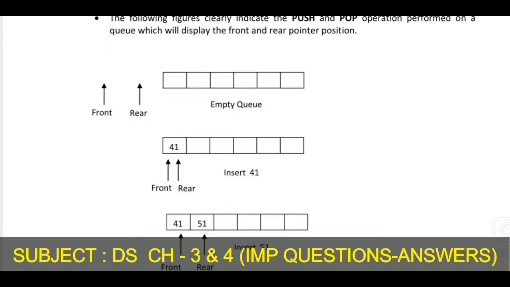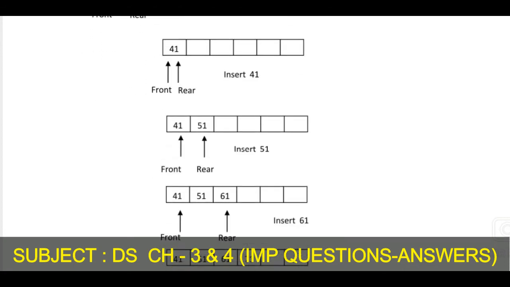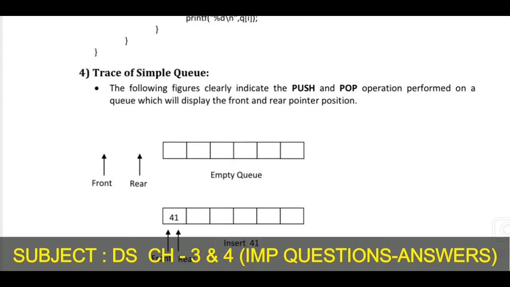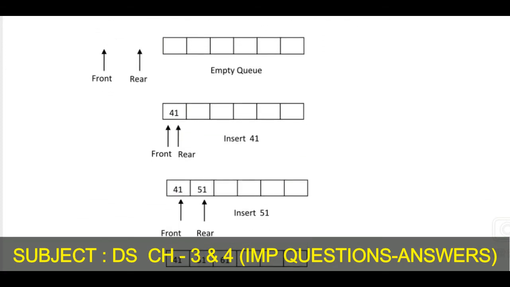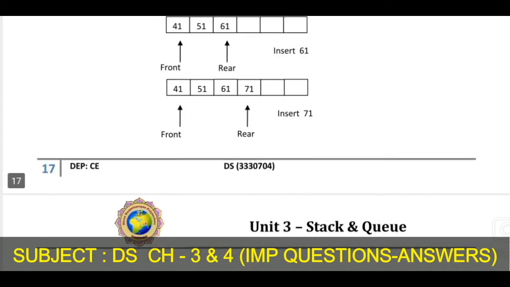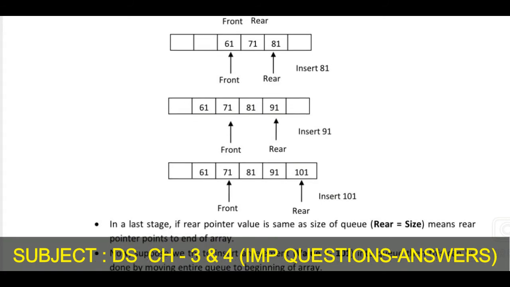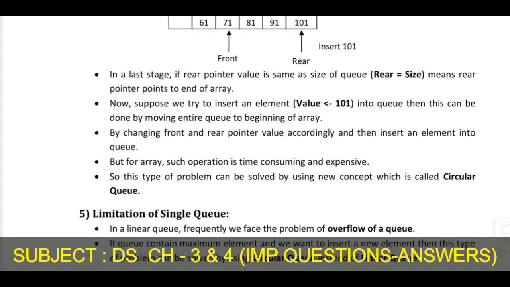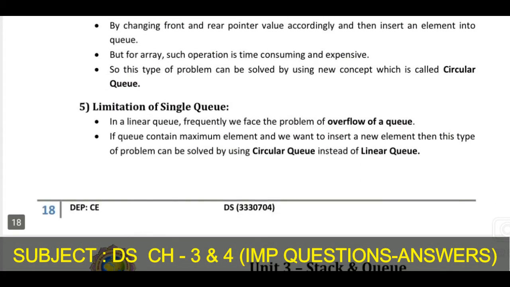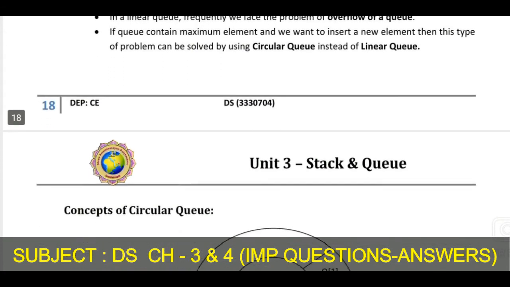Then trace of simple Q. So how can we trace the simple Q. The following figure clearly indicates the push and pop operations performed on the queue, which displays the front and rear pointer positions. So this one is a trace of simple queue. So how to insert and remove the data with its explanation steps, then limitation of single queue.